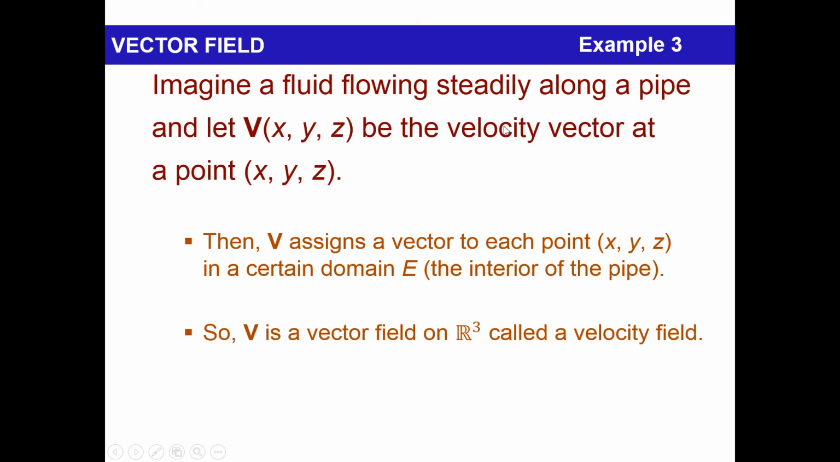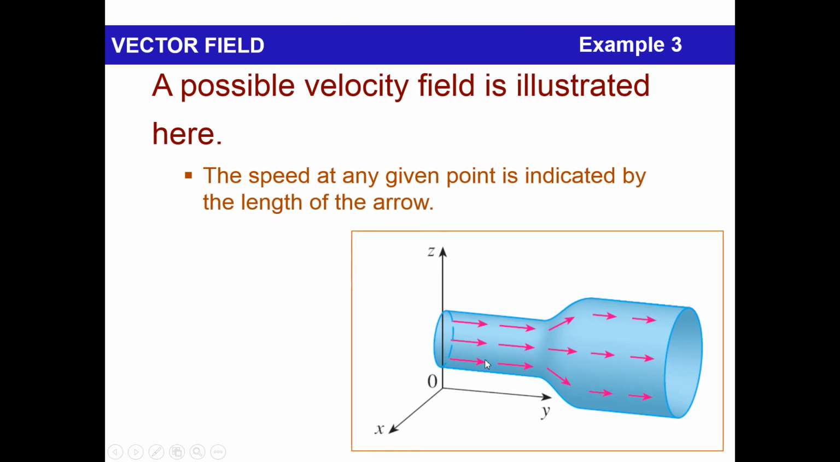Imagine a fluid flowing steadily along a pipe, and let v(x, y, z) be the velocity vector at the point (x, y, z). Then v assigns a vector to each point (x, y, z) in a certain domain E, the interior of the pipe. So v is a vector field on R cubed called the velocity field, and this is the figure shown for this example. The speed at any given point is indicated by the length of the arrow.